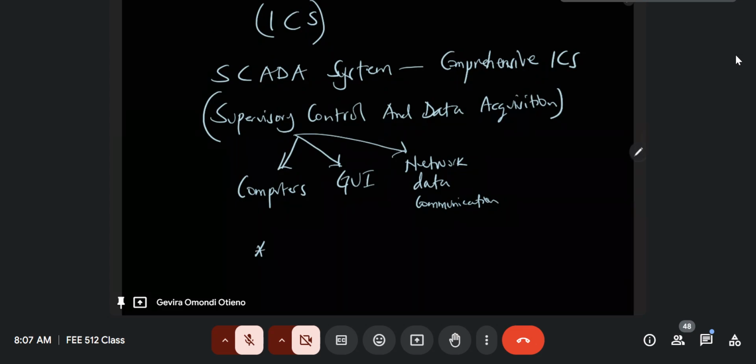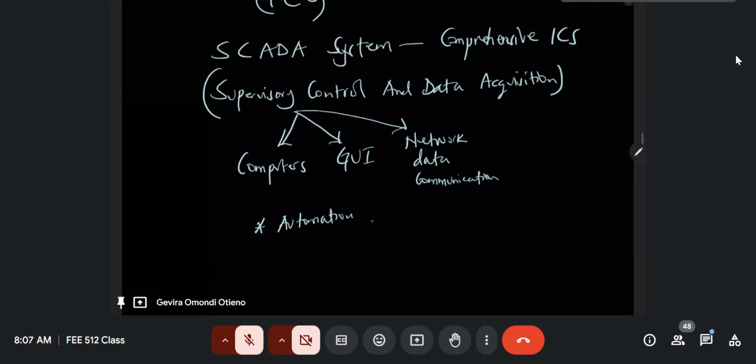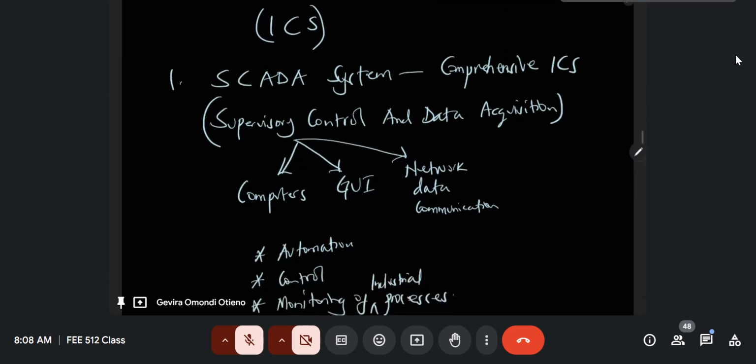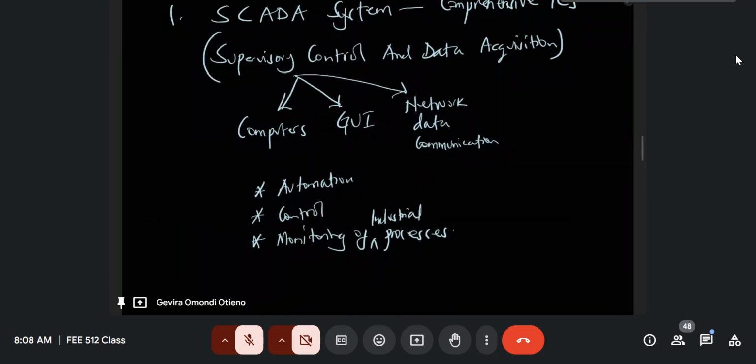It provides automation, it provides control, it provides monitoring of processes in the industry. That is the first type of industrial control system, the most comprehensive or the most complex one.